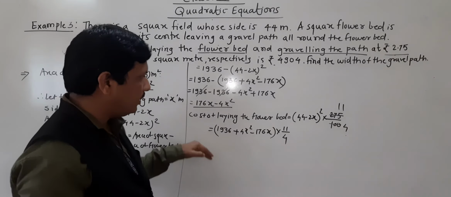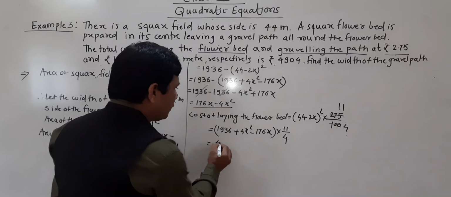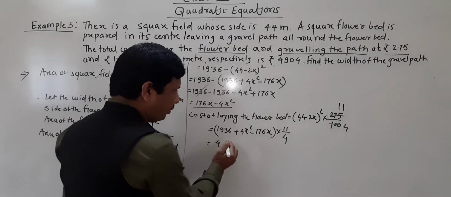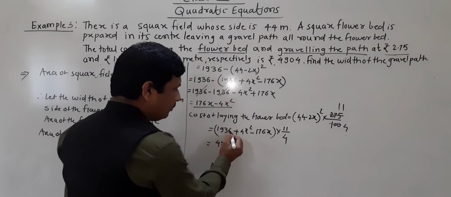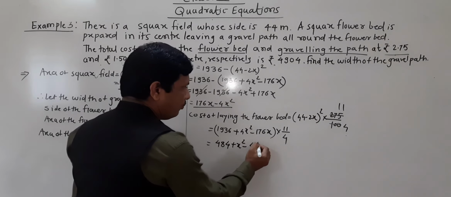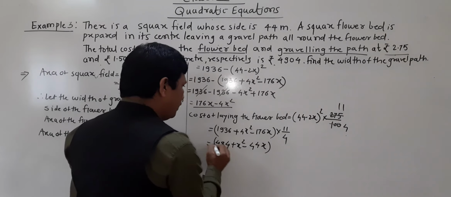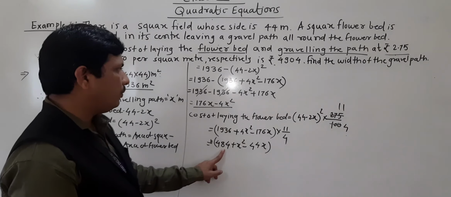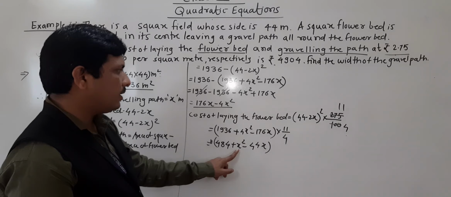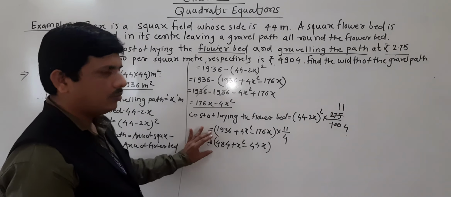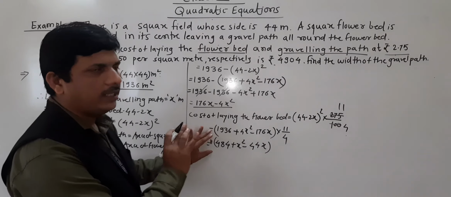So I am dividing here by 4. 4 4s are 16, remain 3, 33, 4 8s are 32, 1, 16, 4 4s are 16, plus x square minus 4 4s are 16, 4 4s are 16 into 11. Okay, so 11 into 484 plus x square minus 44x. Okay, so this is the cost of laying the flower bed.